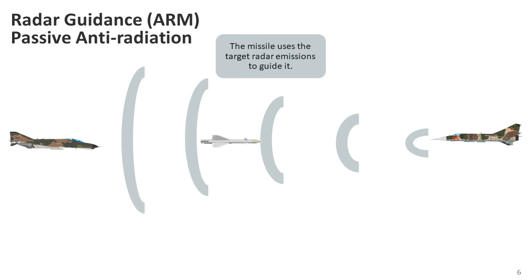Another aspect of passive anti-radiation homing is the home on jam mode, which allows a radar-guided missile to home in on the jammer of the target aircraft if the primary seeker is jammed by the electronic countermeasures of the target aircraft.